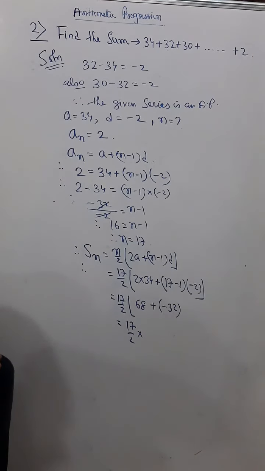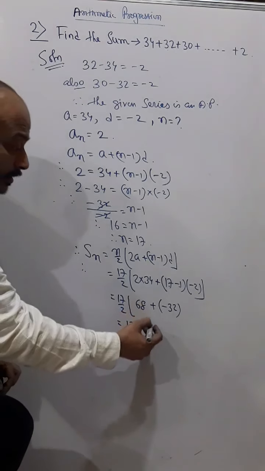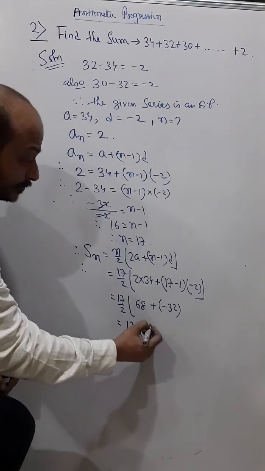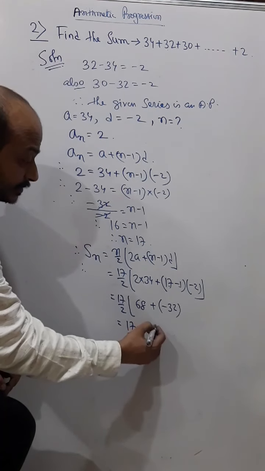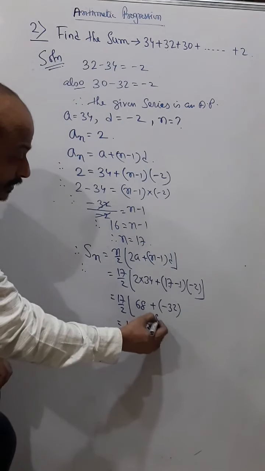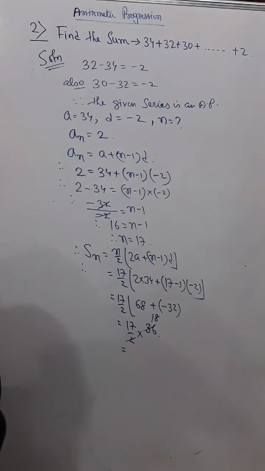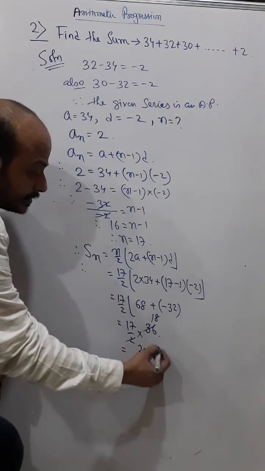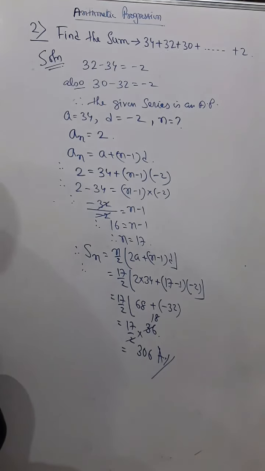So 68 minus 32 we will get 36. Then we can get 18, and then 17 into 18 we will get as 306, and that is the answer.